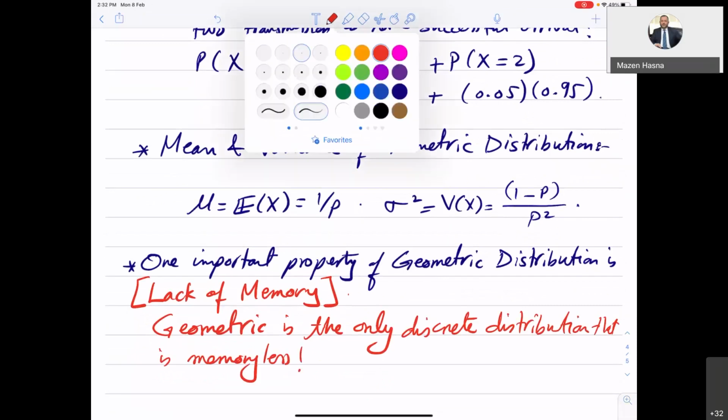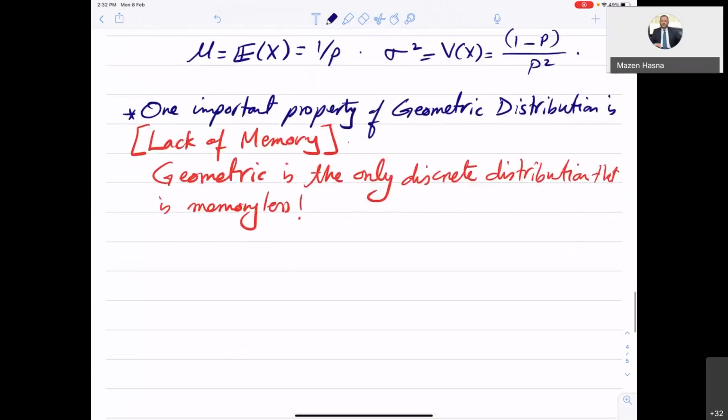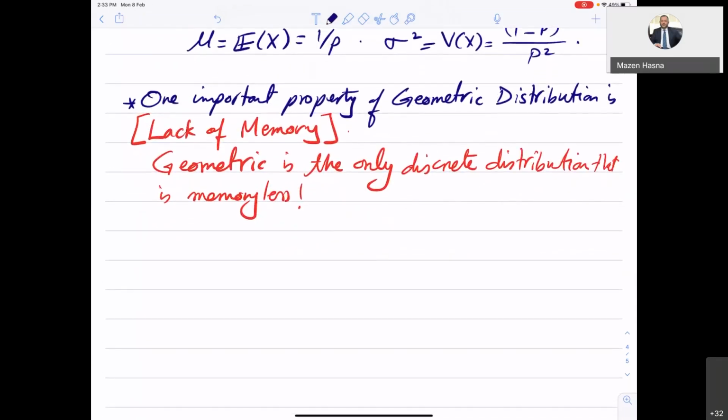What does this mean? As we will see also later on when we talk about continuous distributions, we'll find out that there's only one continuous distribution, which is the exponential, that is memoryless. So what does memoryless mean? Assume that I ask one of you to go and throw a dice, and keep throwing the dice until you get number 1, and then stop. So what's the probability of success in each trial for this experiment?